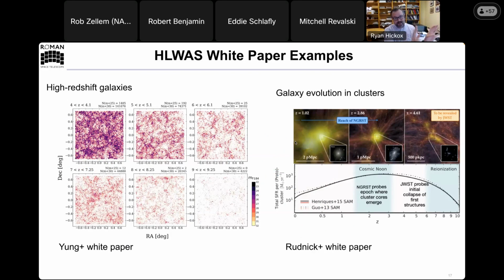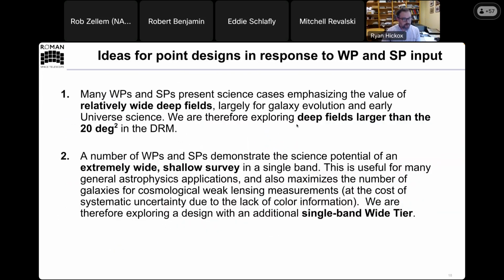So that's just a quick flavor of the kind of broad science that was presented in the white papers and the science pitches that we looked at. There's been a lot of input. We summarized all these things. We had many different discussions about all the different input, but I think you could ultimately summarize the conclusions that we drew from the white papers and the science pitches with two main points.